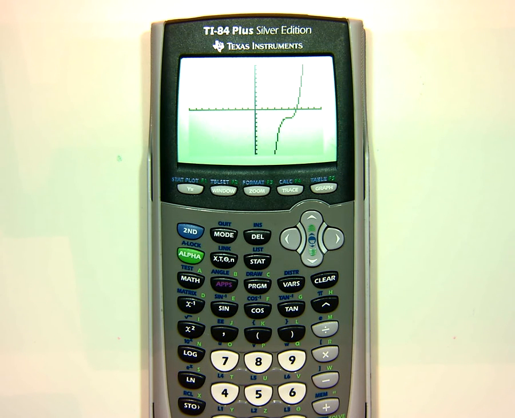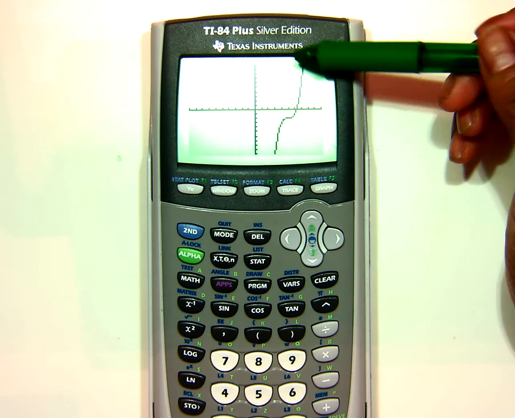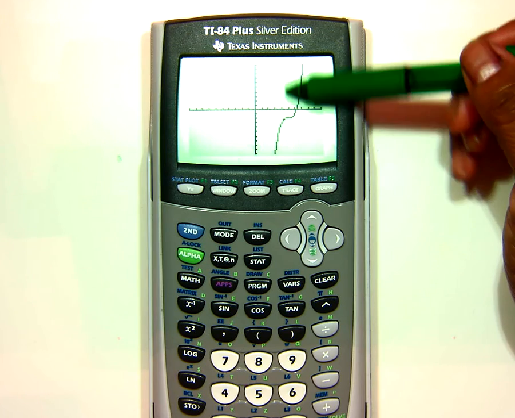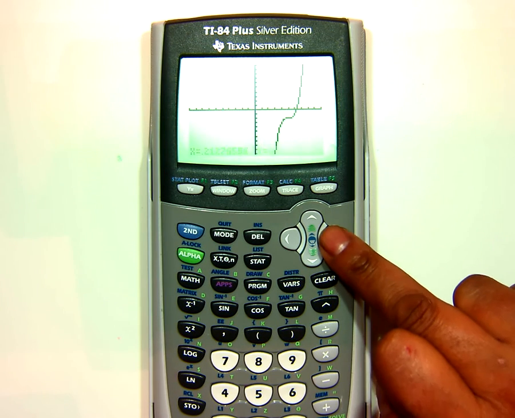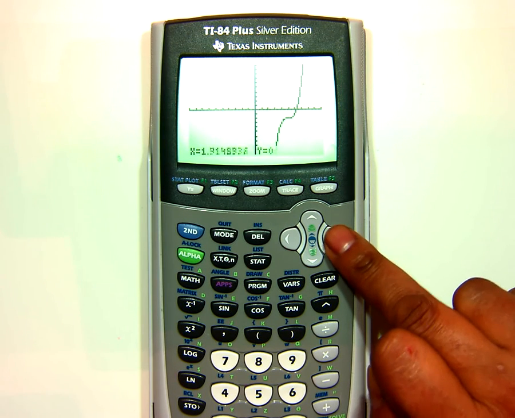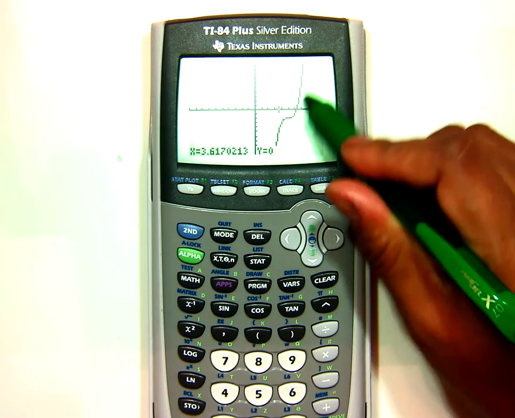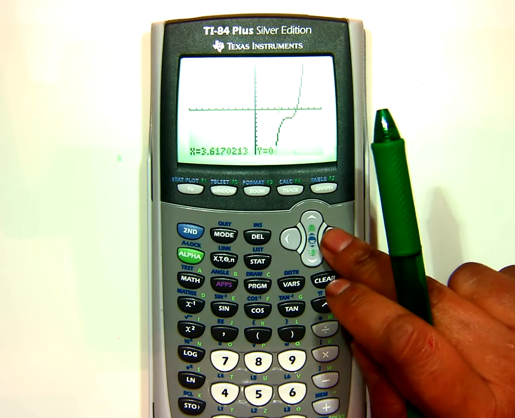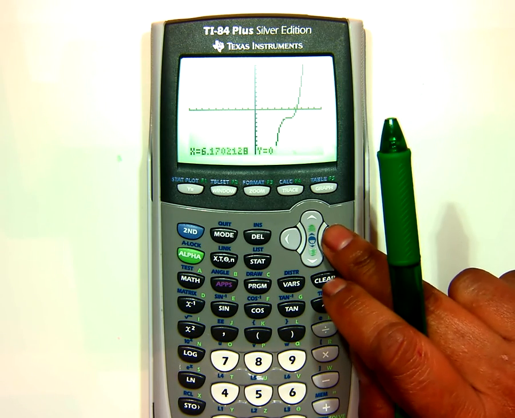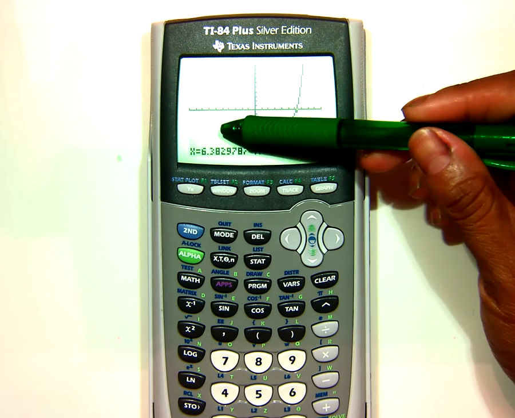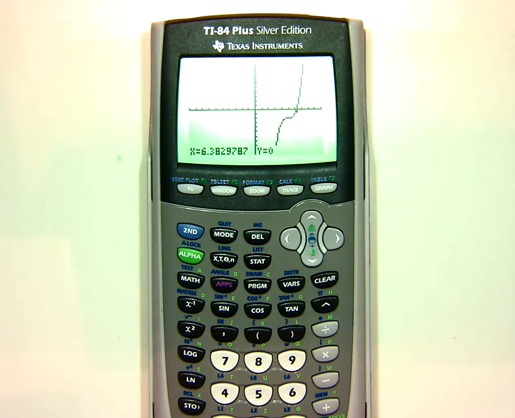Now I want you to pay close attention to something. Notice how everything is on the right hand side. And you can use your arrow keys just like if you were texting. And let's see where this line crosses the x-axis. So notice how the numbers are right here. And if you were to round it, it looks like it's going to be a 6 right there.